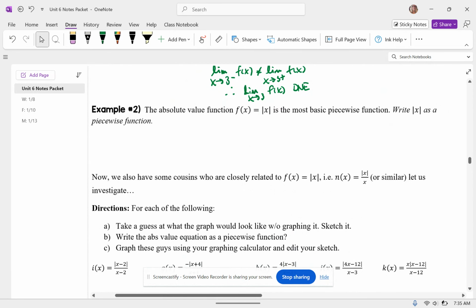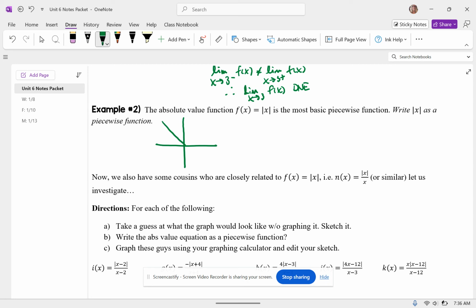Okay, example number 2. Now think about absolute value functions. What does it look like? Do you guys remember? So think about it like this, right? Couldn't you rewrite that as a piecewise function if you wanted to? Sure. You could, right?